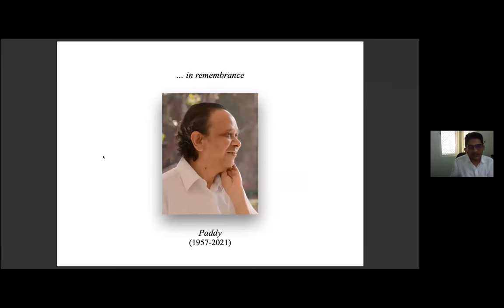To begin with, a large part of this work I am going to present was in collaboration with Paddy, who unexpectedly passed away last year. I am going to indicate some of the connections which the results from this formalism have for the so-called emergent gravity paradigm, in which Paddy has played a pivotal role.